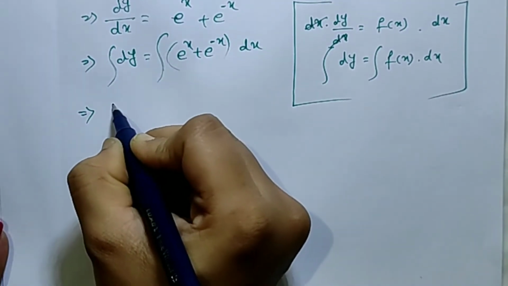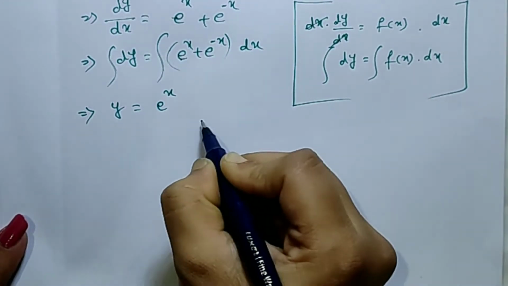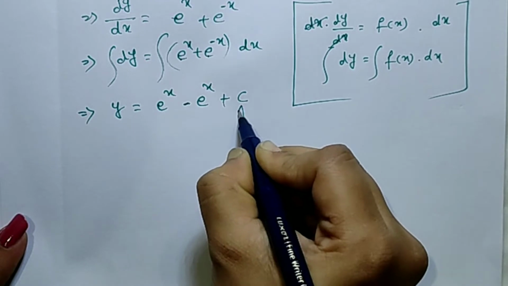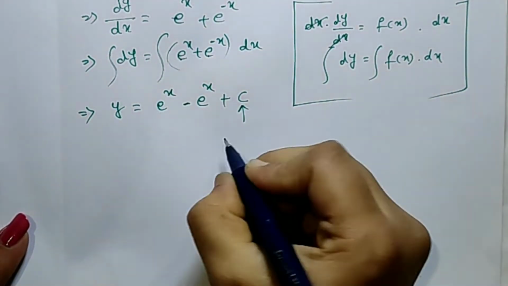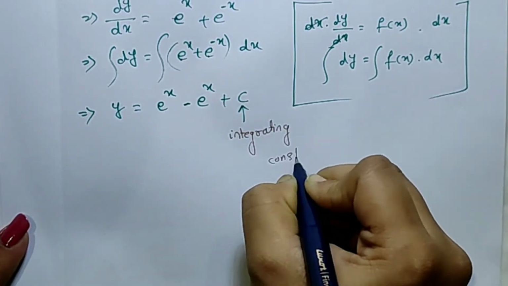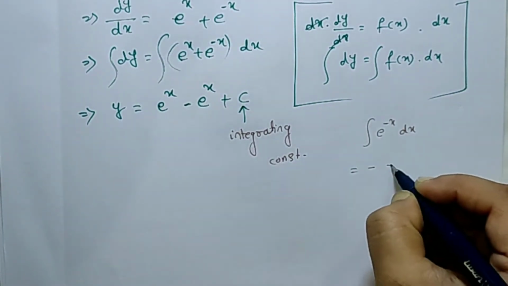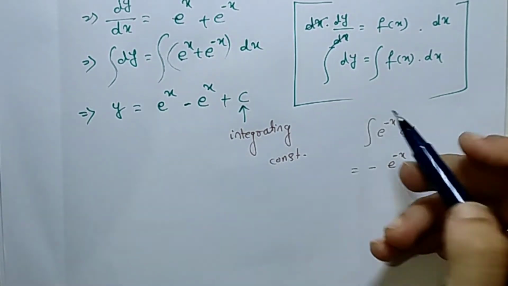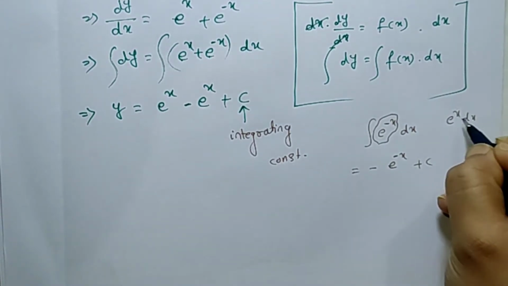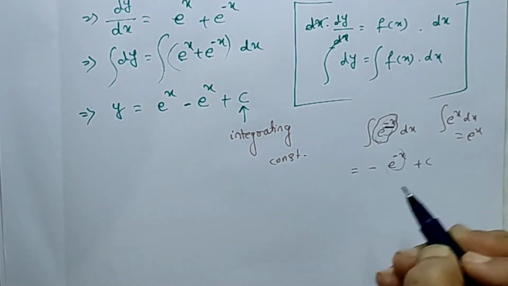This implies that integration of dy is y, which is equal to integration of e power x, which is e power x, and integration of e power minus x, which is minus e power minus x, plus c. This c is the integrating constant. Okay, now we know integration of e power minus x dx is minus e power minus x plus c. How? By chain rule. Integration of e power minus x is e power minus x, because integration of e power x is e power x, and this minus is here.